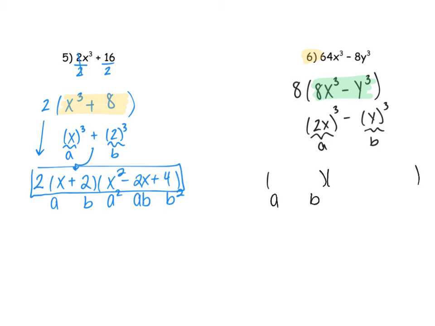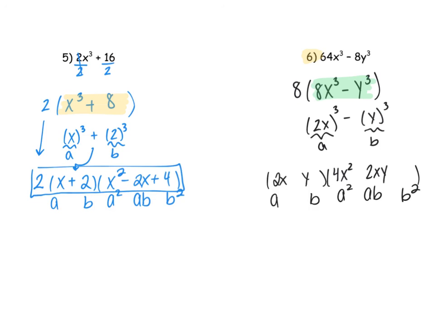So we have a squared, ab, and then b squared. So my a is 2x, my b is y. When I take a, which is this whole thing, and square it, we have to square the first and square the second term. So we have 4x squared. When I multiply a and b together, 2x and y, I get 2xy. And then I have b squared.